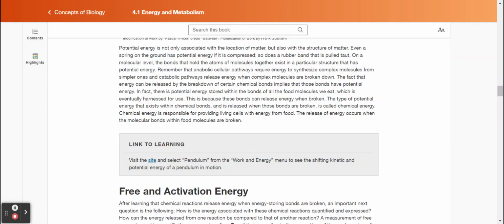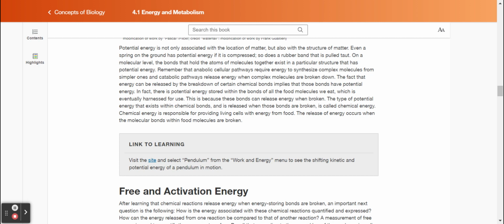Potential energy is not only associated with the location of matter, but also with the structure of matter. Even a spring on the ground has potential energy, if it is compressed. So does a rubber band that is pulled taut. On a molecular level, the bonds that hold the atoms of molecules together exist in a particular structure that has potential energy. Remember that anabolic cellular pathways require energy to synthesize complex molecules from simpler ones, and catabolic pathways release energy when complex molecules are broken down.